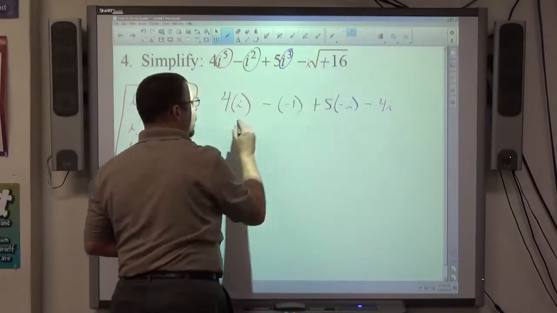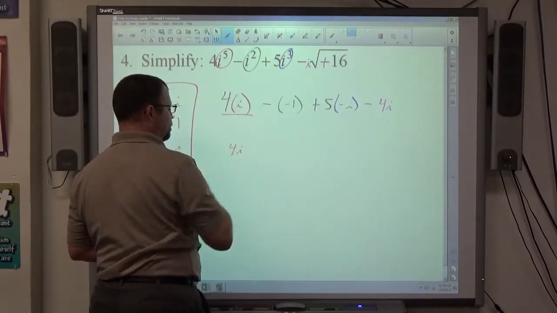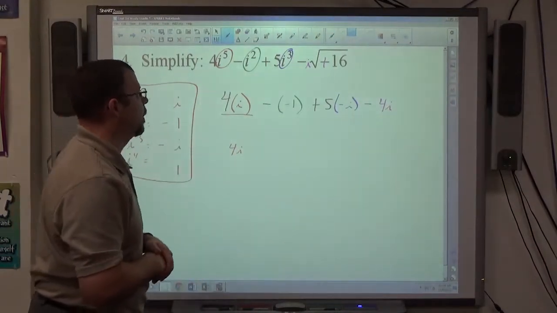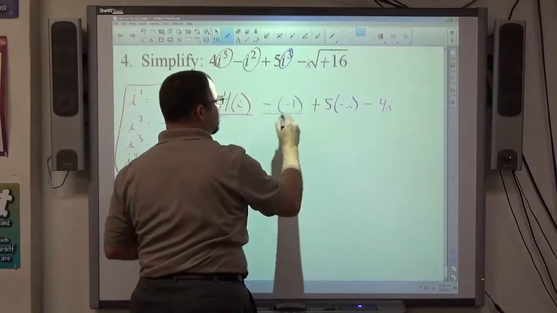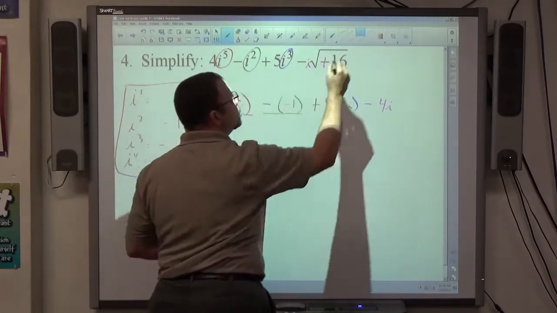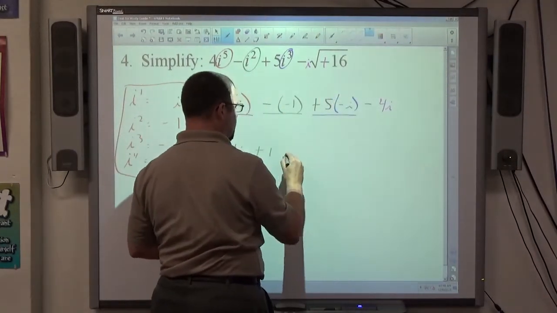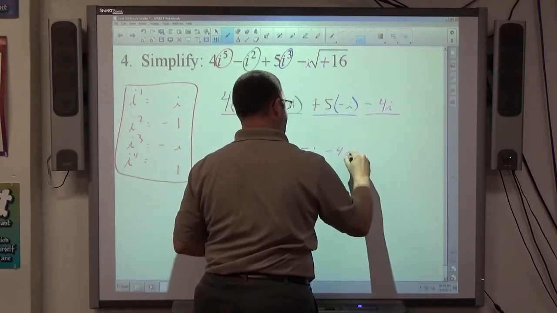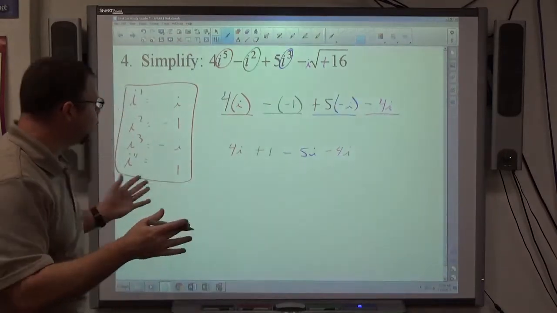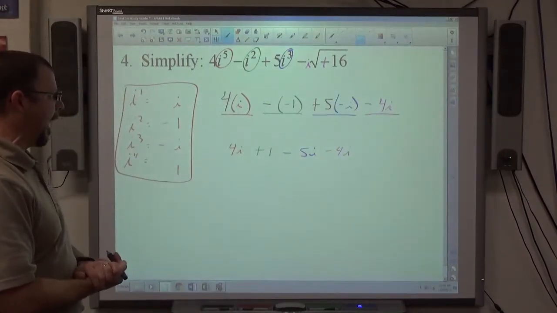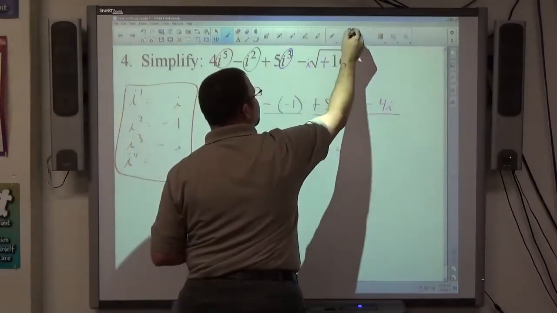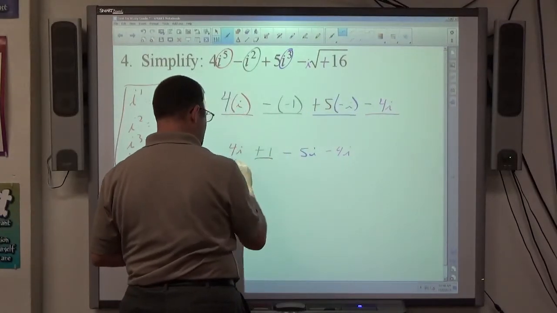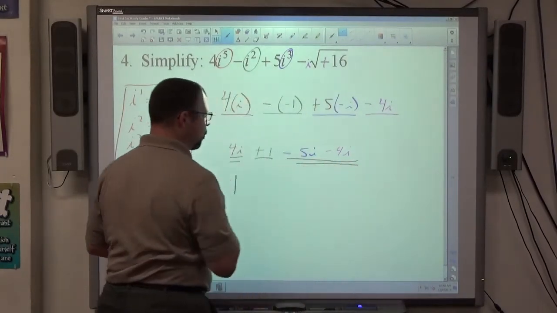So if I start with this one, 4i is just 4i. Can't make it any prettier. I took the parentheses away. Minus 1 is plus 1. Plus 5 times negative i is minus 5i. And minus 4i is minus 4i. So get everything down as simple as possible and then add like terms. Real number goes in front. Imaginary number goes in back.